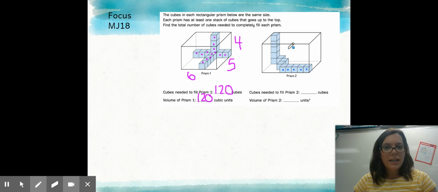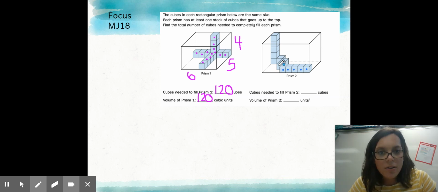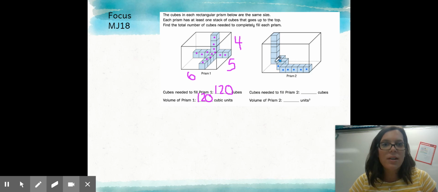And then here's where it kind of gets tricky. There's nothing here, so I like to imagine pushing these cubes to the front. And there's 1 there, so that would be 6. There's 1 there, that would be 7. And then there's 1 there, that would be 8. Again, imagine pushing them to the front. How many more would you have? You should have 8 there.